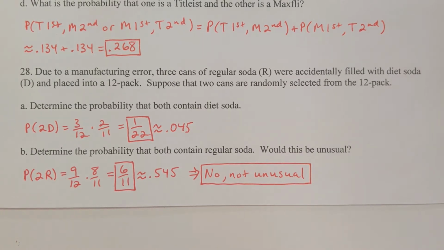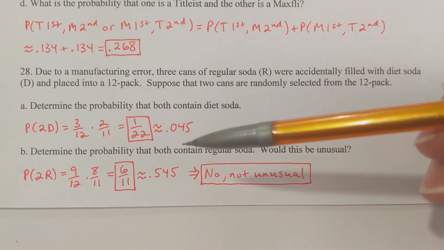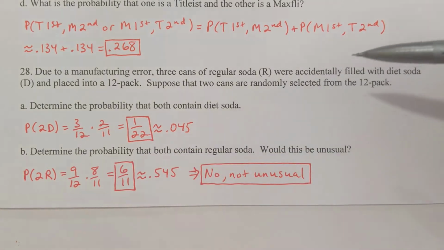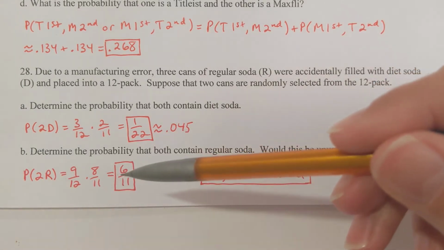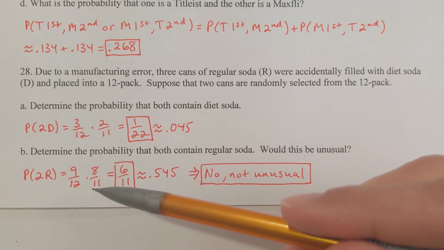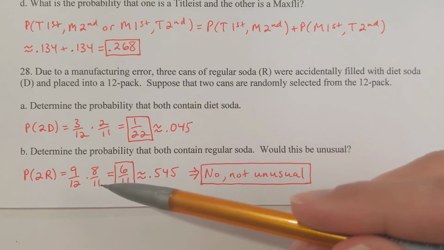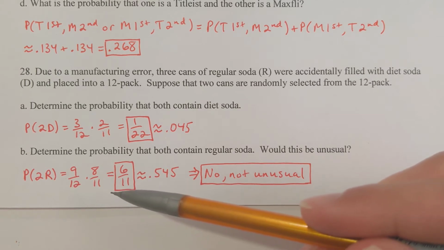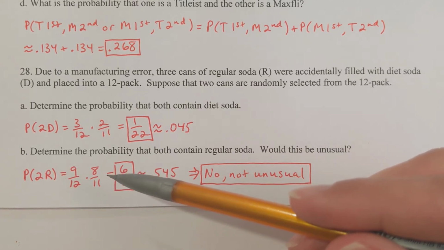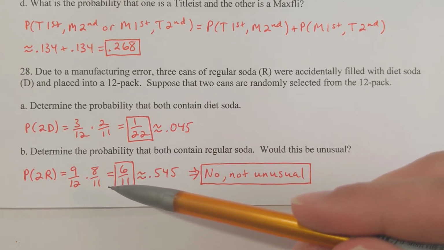Part B says, determine the probability that both contain regular soda. Would this be unusual? Okay, well, so there's 9 cans that are containing regular soda in the 12-pack. 3 of them do not. Right, so 9 over 12 would be the probability that 1 can contains regular soda. Now I need a second can to also contain regular soda. So if I've already selected one, then there's 11 left in the 12-pack, and 8 of those 11 cans contain regular soda. So I multiply by 8 over 11.